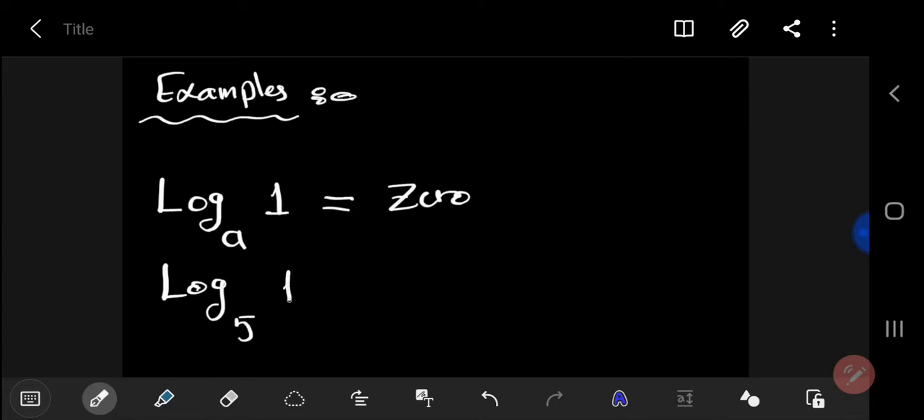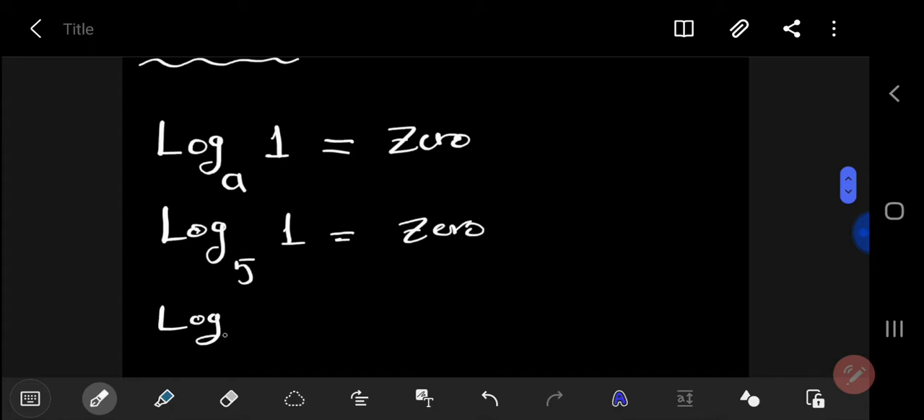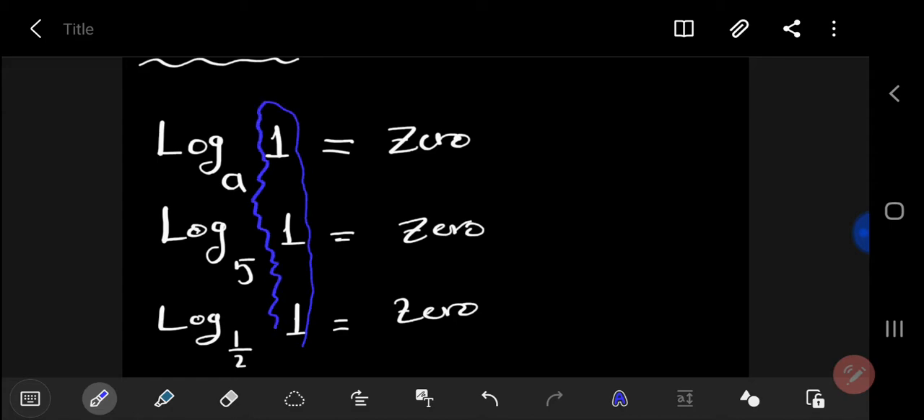The first example I have here is log base a of 1. I said in the properties log any base of 1 equal to 0. For another example, log base 5 of 1 also equal to 0. Log base half of 1 also equal to 0. So if I have the number 1 here, that's absolutely equal to 0.